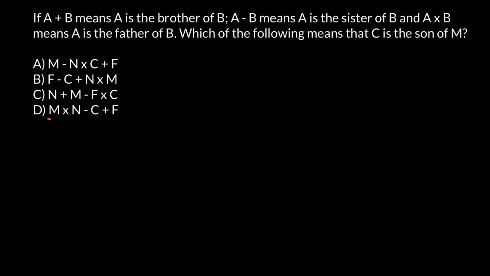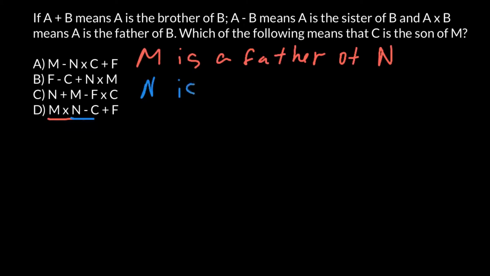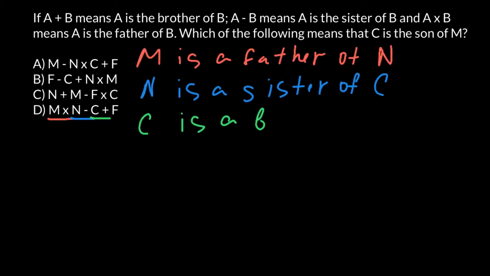What we have here: M times N means that M is a father of N. Next we have N minus C, which means N is a sister of C. And the last, C plus F, means that C is a brother of F.